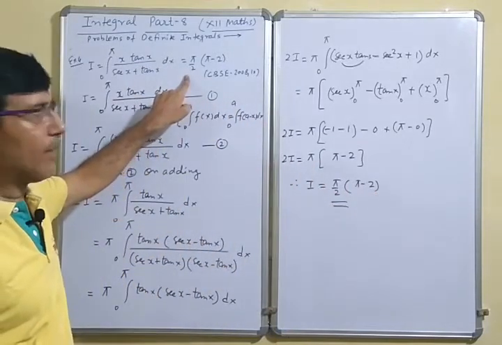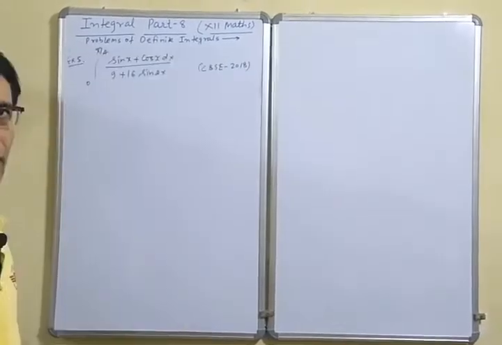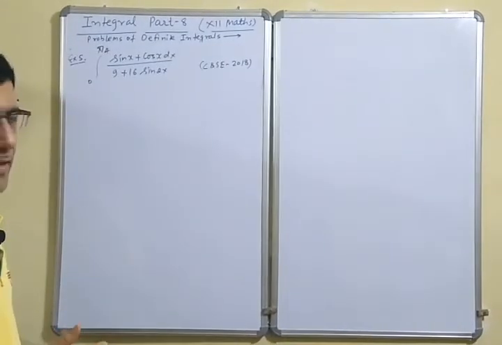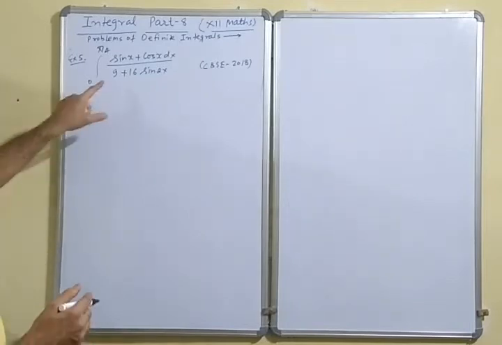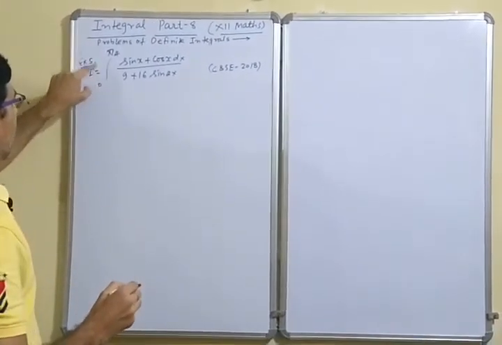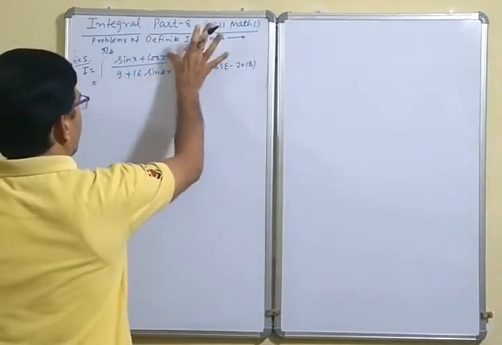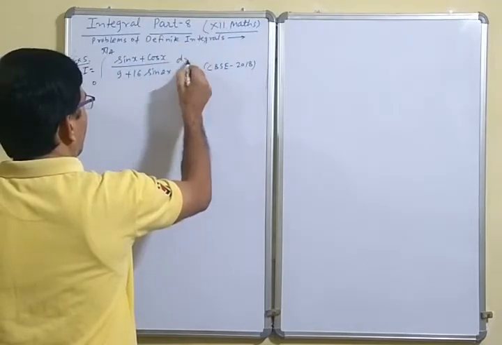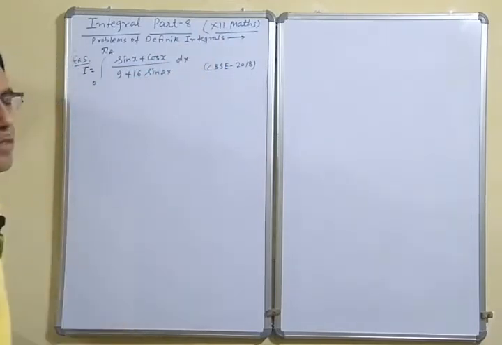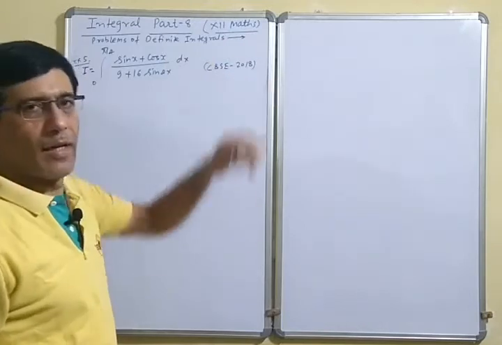Now we'll consider the next example. Now let us see this example. We have to find the value of the integral from 0 to pi by 4 of (sin x plus cos x) dx divided by (9 plus 16 sin 2x). This question was asked in CBSE 2018.